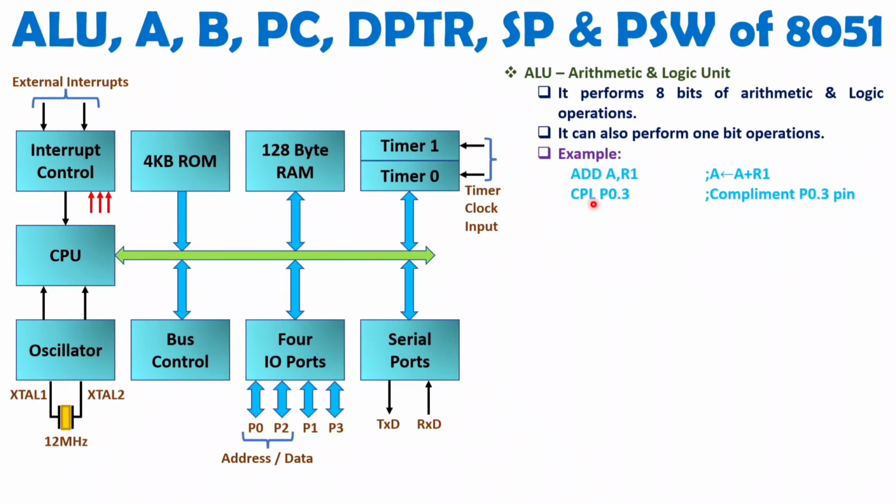When you execute CPL P0.3, you complement this bit of port 0. Port 0 has 8 bits. See, here we have port 0, and this port 0 has 8 bits. In that, P0.3 is 1 bit of that port that we can complement by this instruction. So this ALU can perform 1 bit operations as well. In short, my dear students, you should know 8051 performs 8 bit arithmetic and logical operations, as well as 1 bit logical and arithmetic operations.